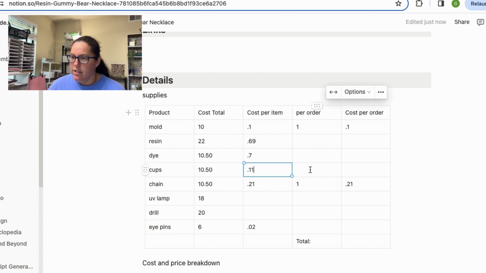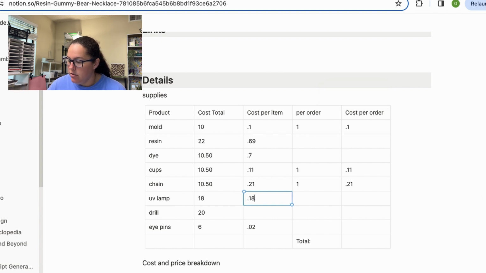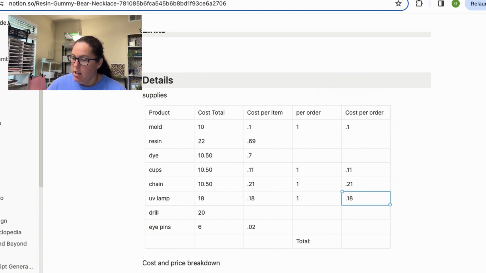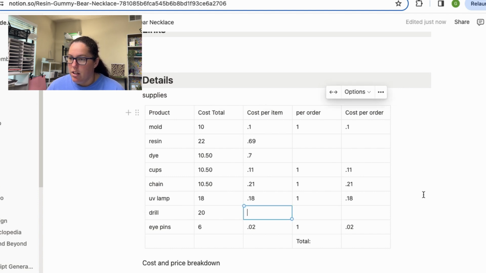It's technically like 11 cents. And it's going to be one, which will be 11 cents. UV lamp, same thing. I'm just saying how much it would cost if I were to make 100 bears. The drill, same thing. Even though it actually is way less, I might change these later because I'm going to reuse them over and over, certain ones.